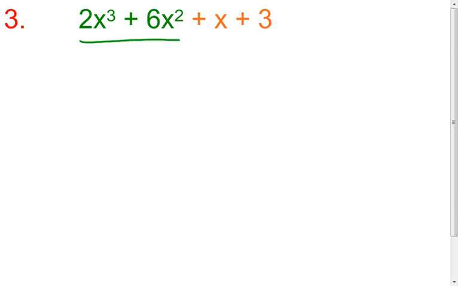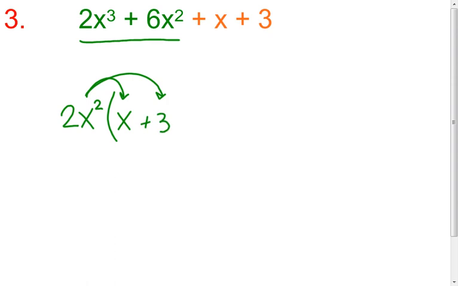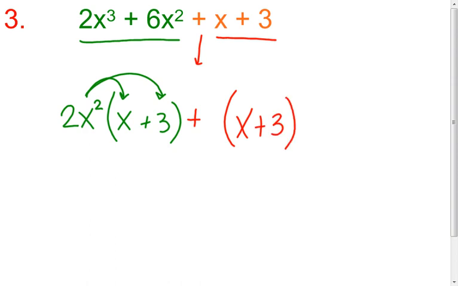So 2 and 6 are both divisible by 2, and each term has at least an x squared in it. Okay? So 2x squared times 1x gives me 2x cubed, and 2x squared times 3 gives me 6x squared. Now, I'm going to bring down the plus sign, and I'm going to look at what can I factor out of here? What can I pull out of x plus 3? And you actually can't pull anything out of x plus 3, so I just have x plus 3.